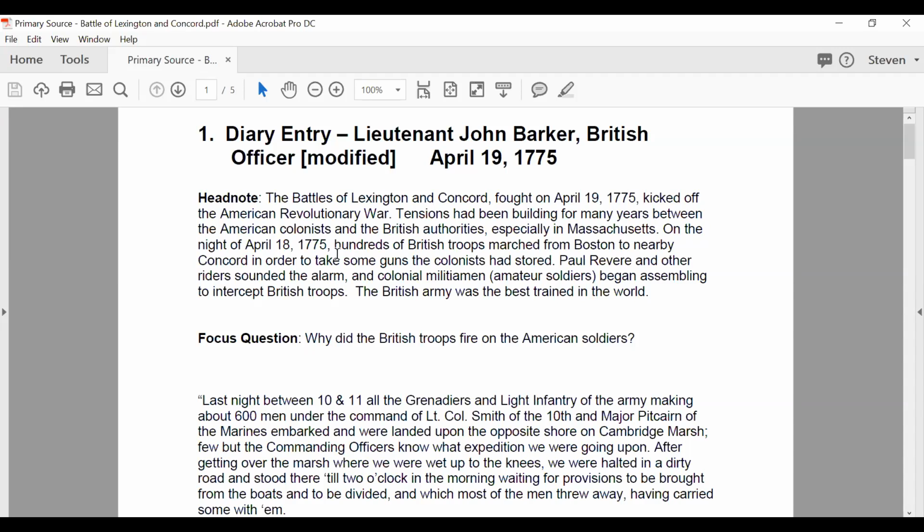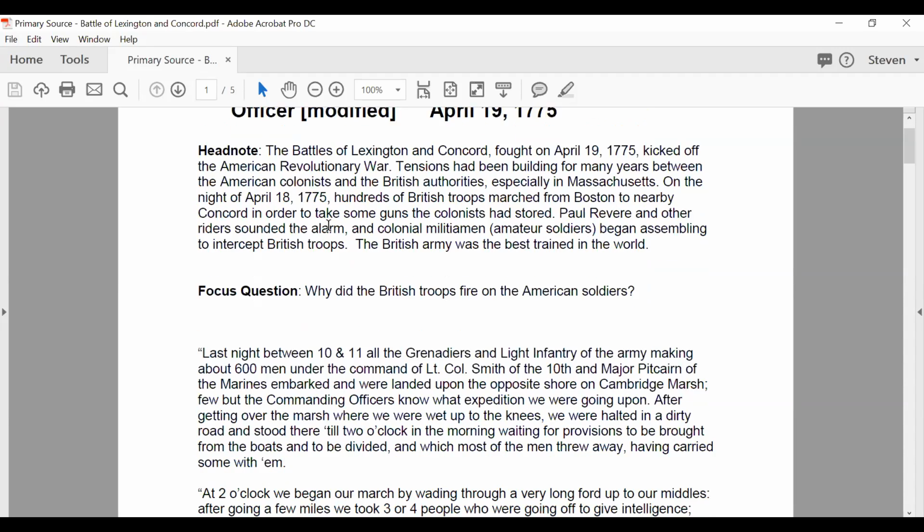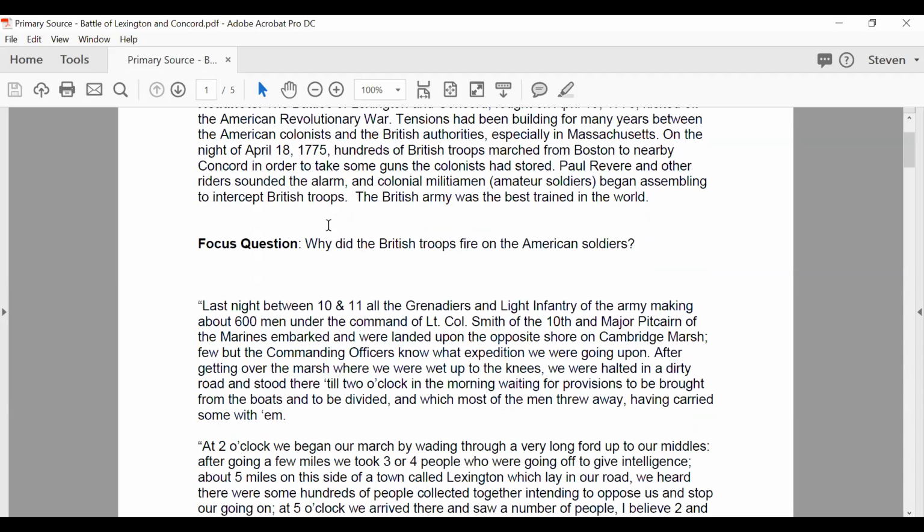And the British Army was the best trained in the world, which it was. The British infantry could fire 3 shots a minute. The colonial militias, well, they were in big time over their head, and they realized they're trying to fight the style that the British did. So at any rate, the head note provides some background and context to the historical document that we're going to look at. Then I've got a focus question, something to guide students as they read. Why did British troops fire on American soldiers?